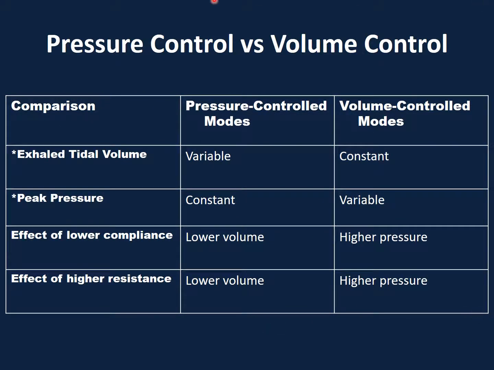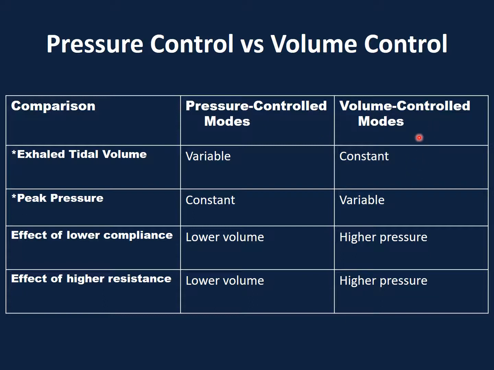Comparing the two modes, volume mode and pressure mode, we are looking at what is constant or fixed and what is variable. For the pressure mode, obviously the pressure is fixed and therefore the volume is variable. If the lungs are stiff, then for the same fixed pressure, there will be a lower volume. Likewise, if there's a higher airway resistance, for the same fixed pressure, there's a lower volume.